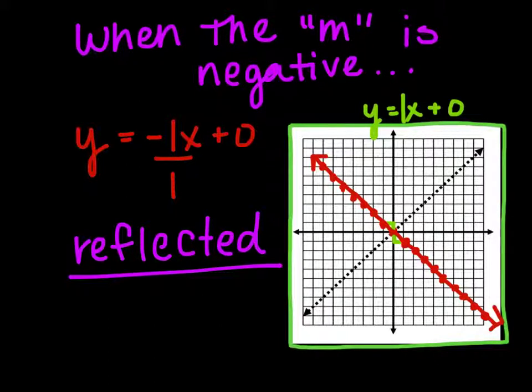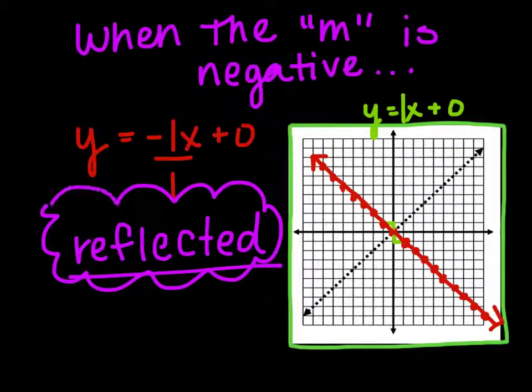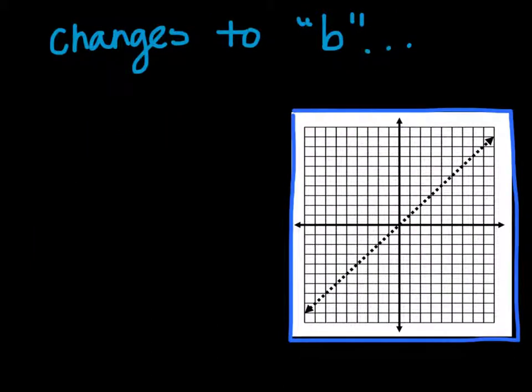So anytime you see that there is a negative sign, I want you to know that it's going to be reflected. So again, this is a very important word to know, and you'll see this a lot. So it's a reflection across the y-axis when the m is negative. All right, let's check out one more change. So this is a change in b.